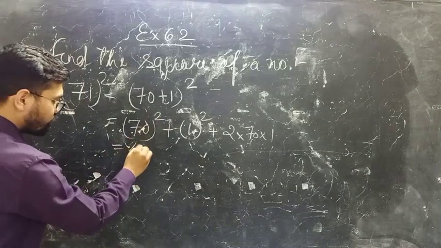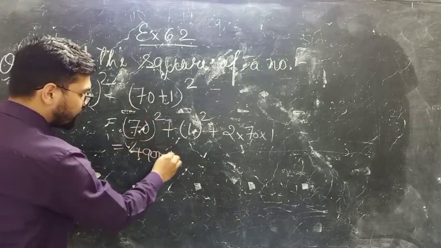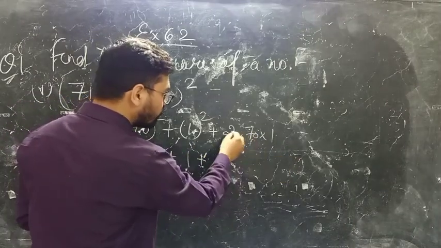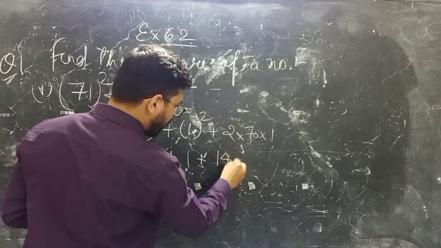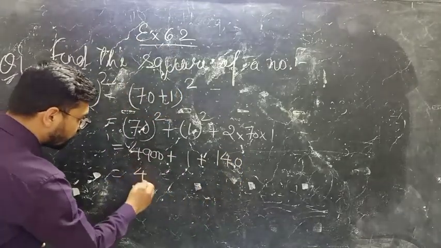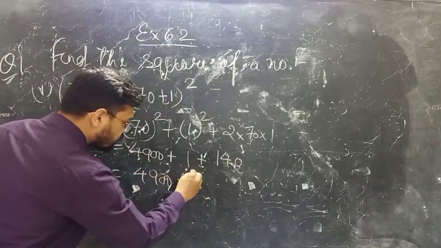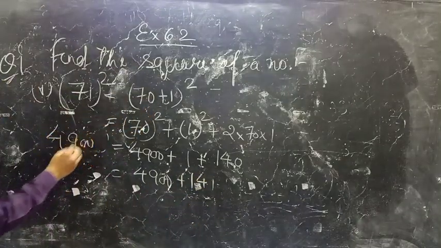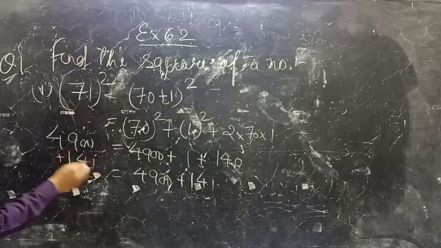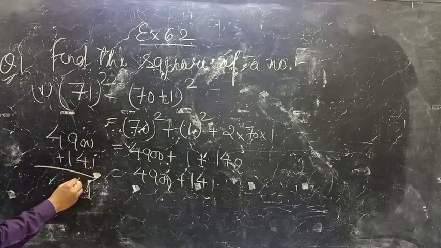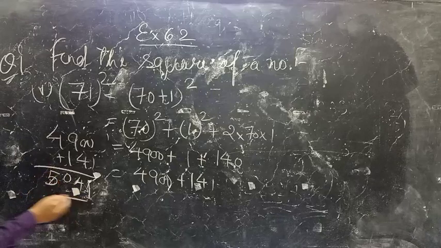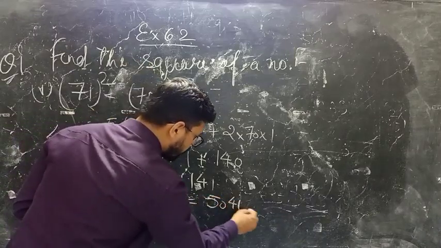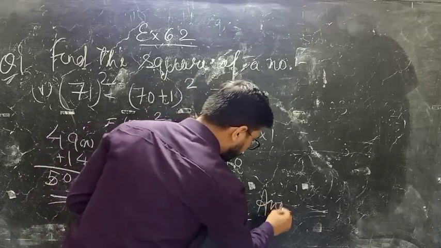70 square is 4900 plus 1 square is 1. Then 2 into 1, 2 ones are 2, 2 sevens are 14, so 140. So 4900 plus 141 plus 1400... when you add, 5041 is your answer. So this is the last question for the day.